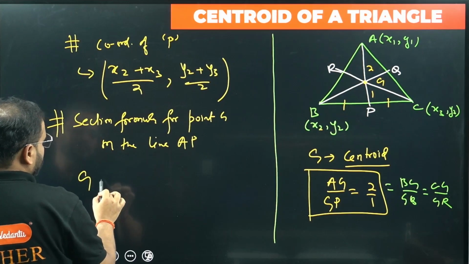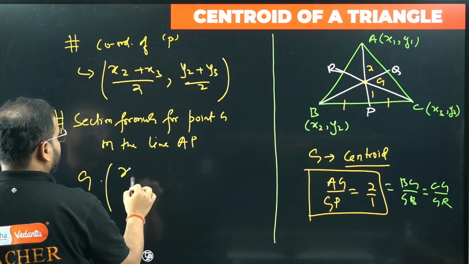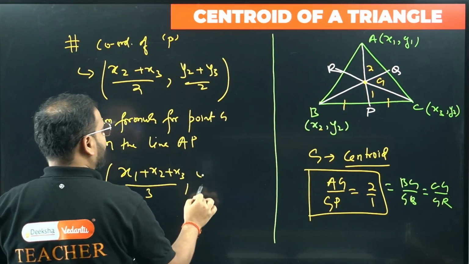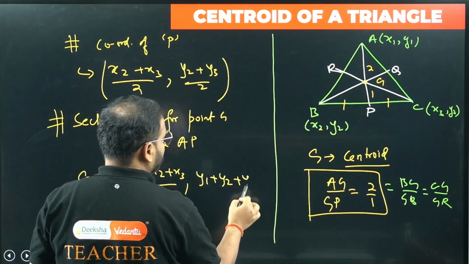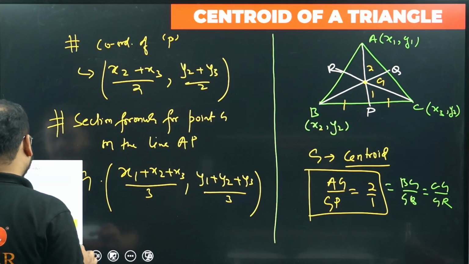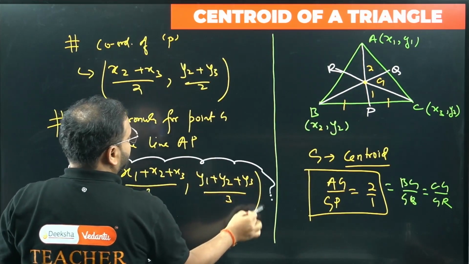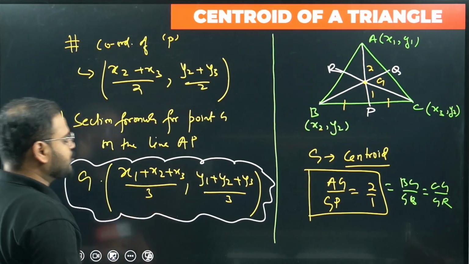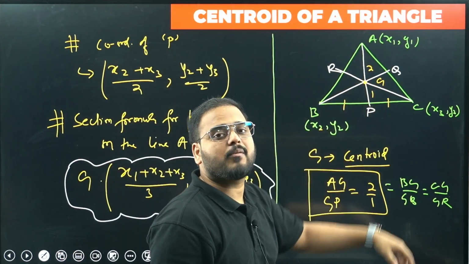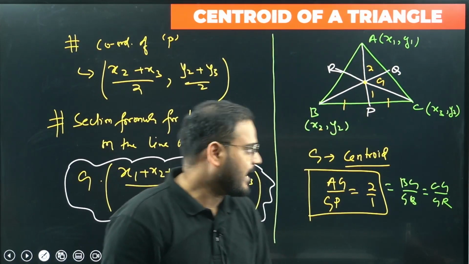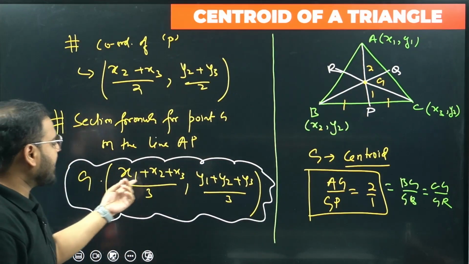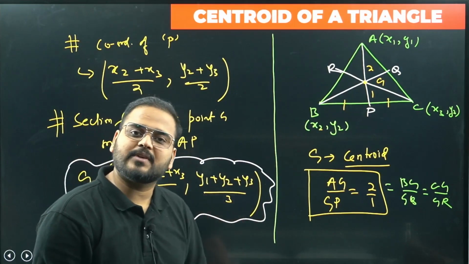you get the coordinate of G, very important. X coordinate will be what? x1 plus x2 plus x3 by 3, comma, y1 plus y2 plus y3 by 3. This is the coordinate of the centroid of any triangle. And how are you going to get it? By using this coordinate of P and coordinate of A and the section formula of ratio 2:1. M is 2, N is 1, sir. Please try. Please have a look. The formula is given here: x1 plus x2 plus x3 by 3 and y1 plus y2 plus y3 by 3.